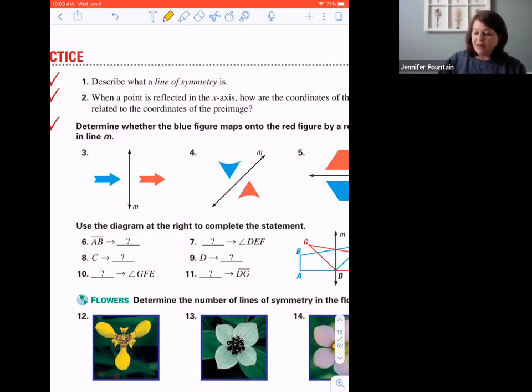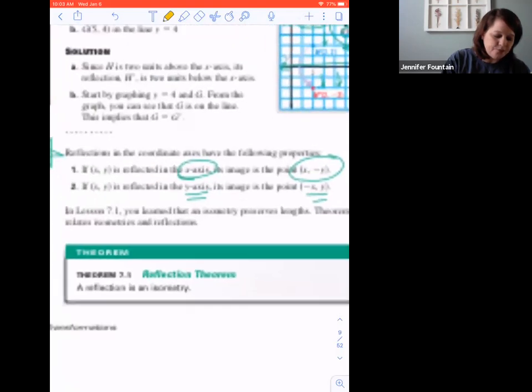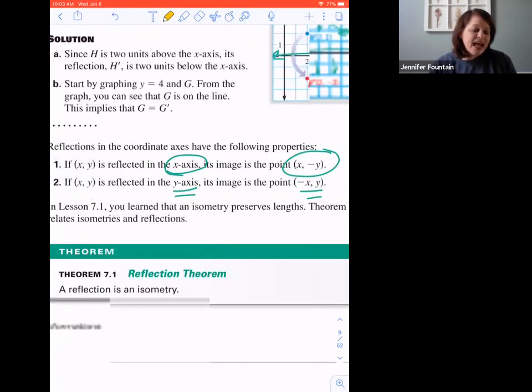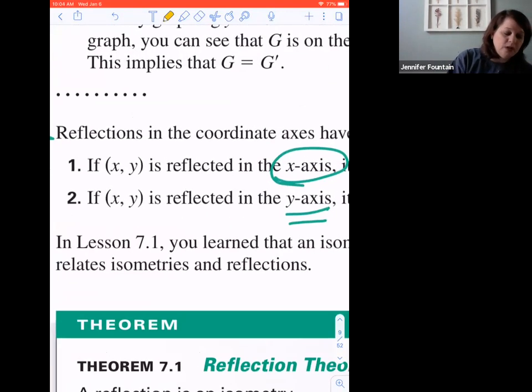So for that, we're looking back on page 404, that little note that we added to our note sheet. If it's reflected over the x-axis, my image is going to have a negative y value. Or actually, let me say this, it's going to have an opposite y value. Because what if you started out, what if your pre-image was 2, -3?